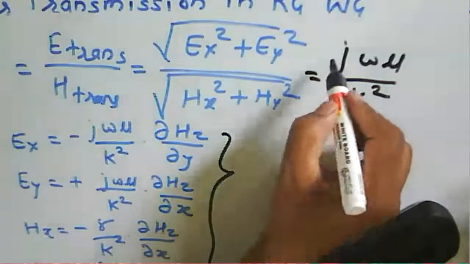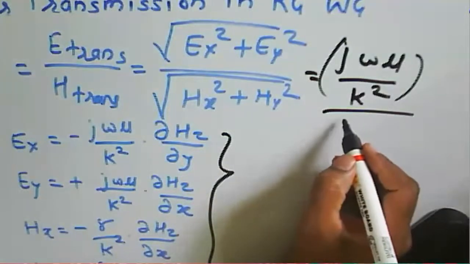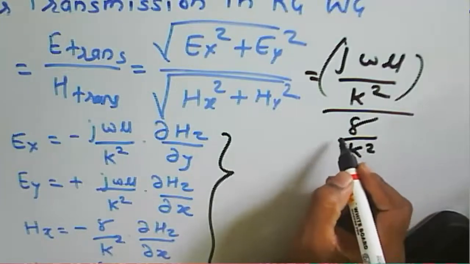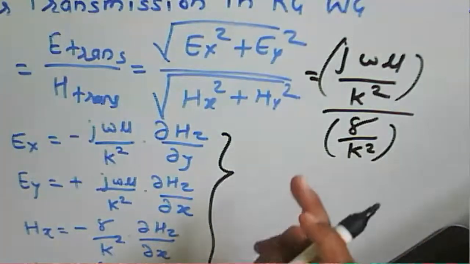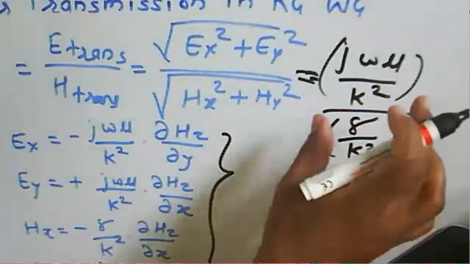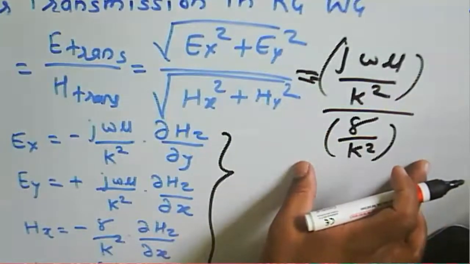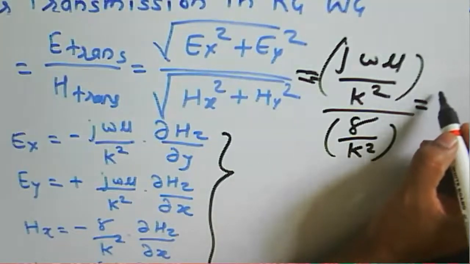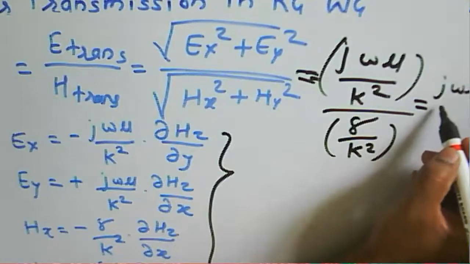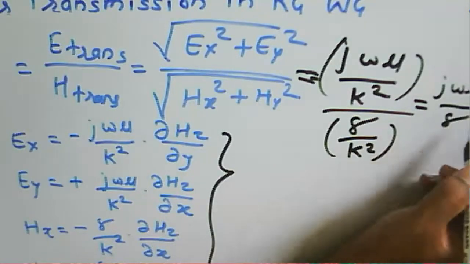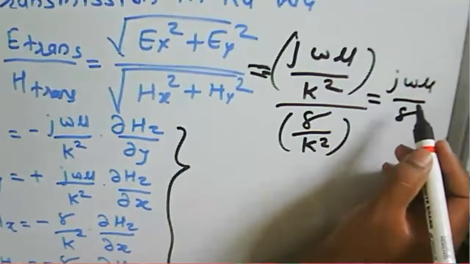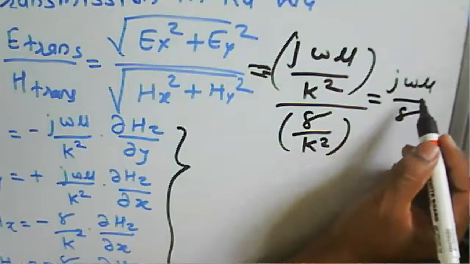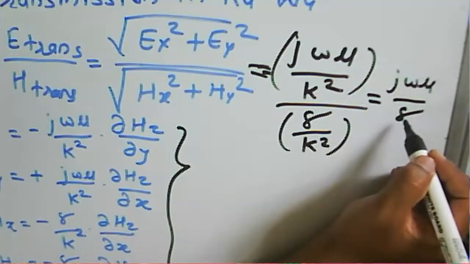Okay, that is about it. j omega mu by k square divided by, that is the propagation constant, divided by k square. That is about our expression. So there is this upper term and this denominator term. If you further solve it, we will get j omega mu by gamma. Gamma is nothing but j beta, because it is the propagation term. So this term will be only omega mu by beta here.